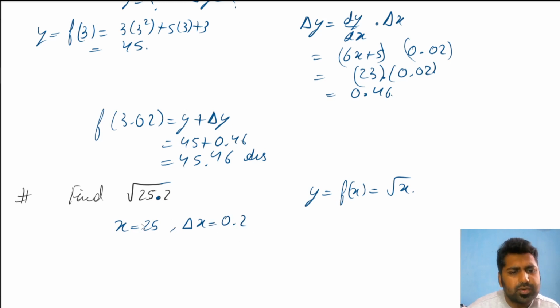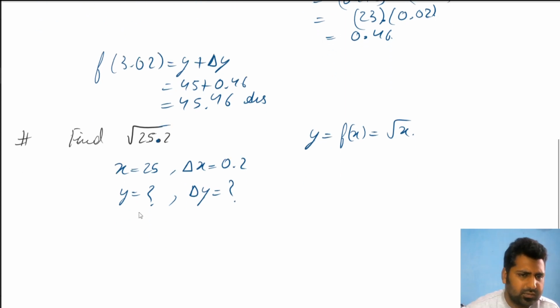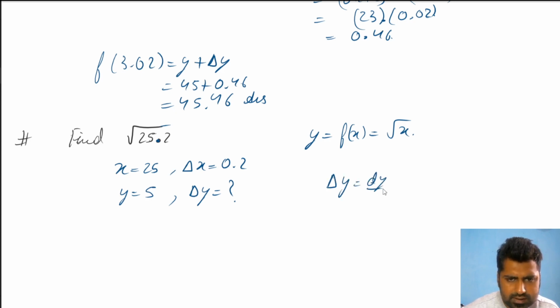We can calculate the square root of 25 easily, so calculate your y accordingly, calculate your delta y accordingly, and then add them. y is clearly 5, so I'm not going to worry too much about it. If x is 25, y is square root of 25, that's 5. Delta y we will calculate by dy by dx into delta x. What is dy by dx? Differentiate this: 1 by 2 root x, and how much is delta x? 0.2.